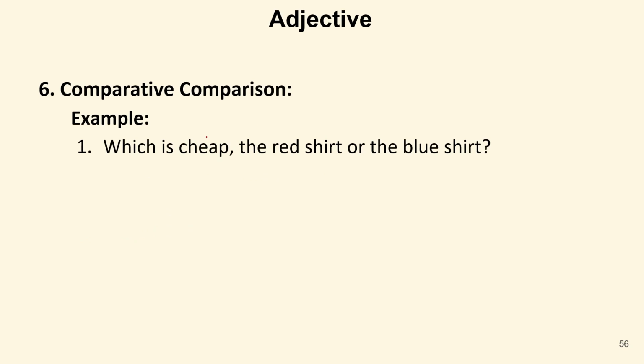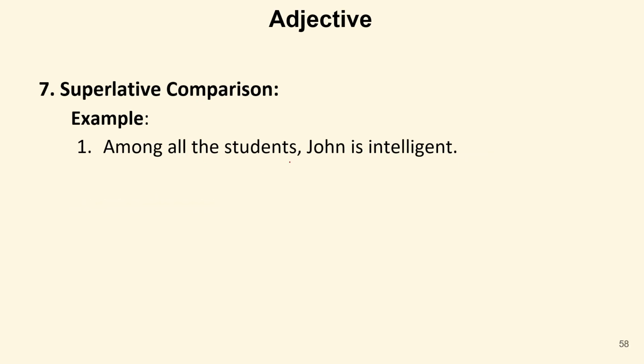Now, you have to use the comparative degree or comparison. Which is cheap, the red shirt or the blue shirt? It means both of these shirts are being compared. So, which is cheaper, not cheap. It should be cheaper. Next. Among all the students, John is intelligent. It means one is compared with all the students. So is the most intelligent should come over here. That is superlative comparison.